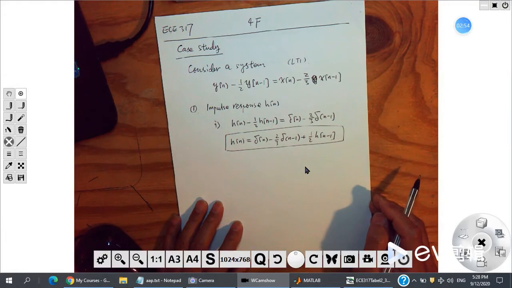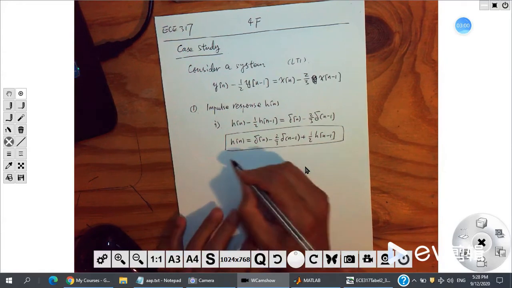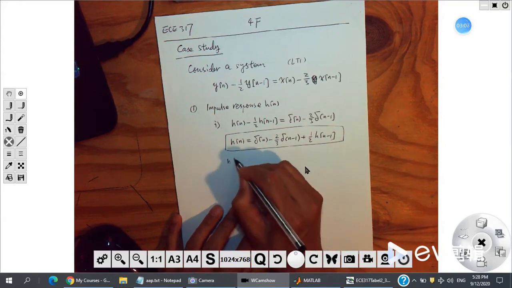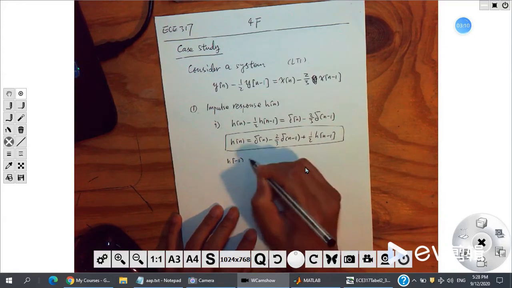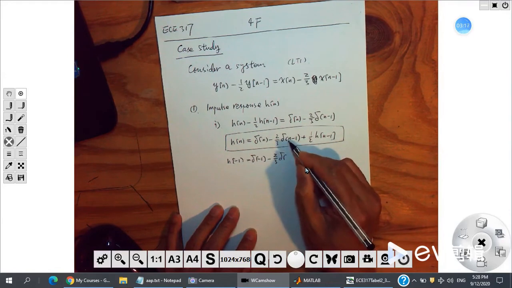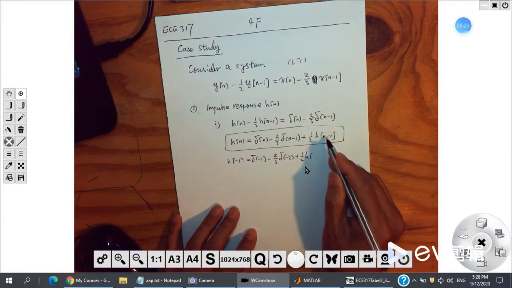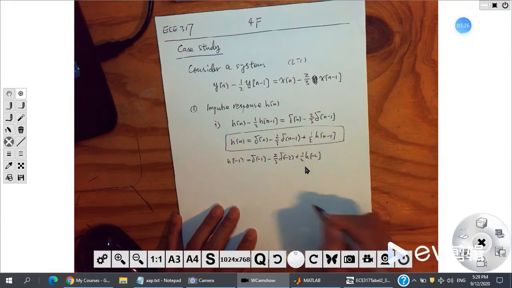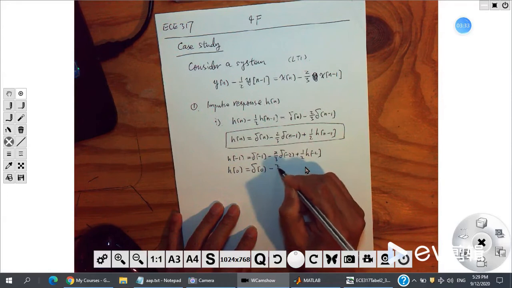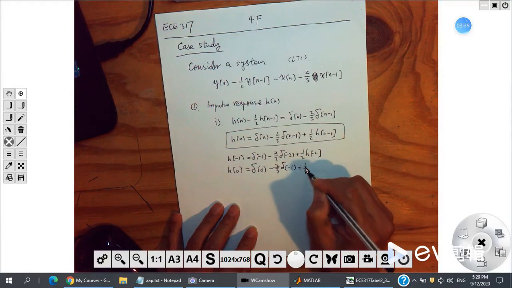We plug in different values of n, then we can know the different values of h at n. Like h of -1 will equal delta of -1 minus 2/3 delta of -1 minus 1, which is -2, plus 1/2 h of -1 minus 1, which is -2, right? And h of 0 will equal delta of 0 minus 2/3 delta of -1, not n equals 0, right? And plus 1/2 h of -1.